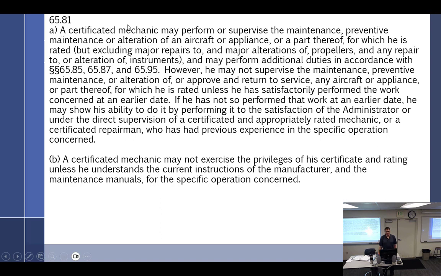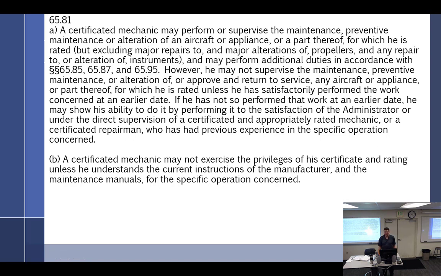All right, let me see. A certificated mechanic may perform or supervise maintenance, preventive maintenance, or alteration of an aircraft appliance. What is an appliance? Like a washing machine, washer, dryer, your microwave? So you have a coffee maker installed in an aircraft? Yeah, a cigar lighter. How about a magneto, a carburetor? Sounds like one too. Okay, or part thereof.